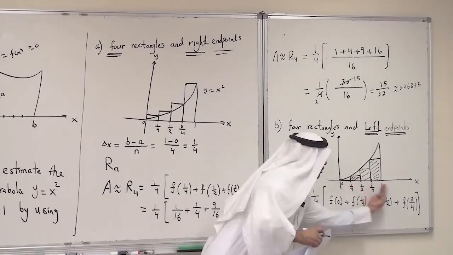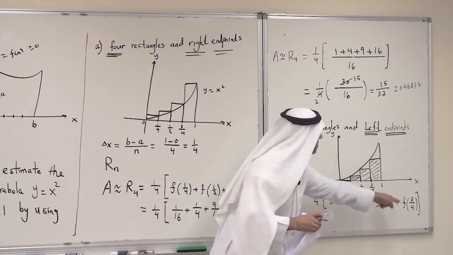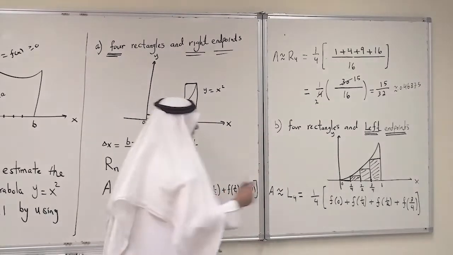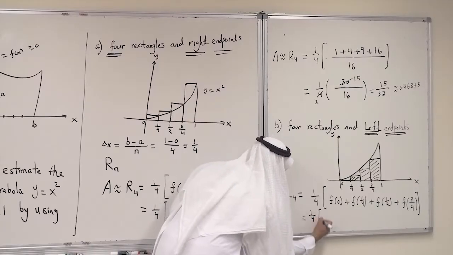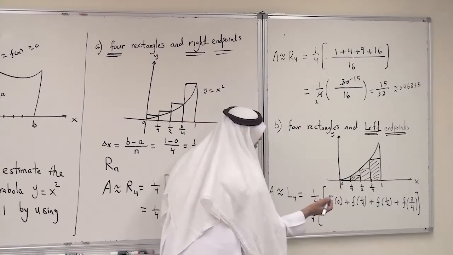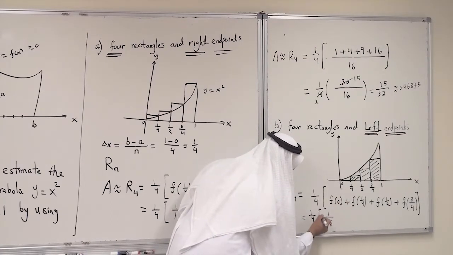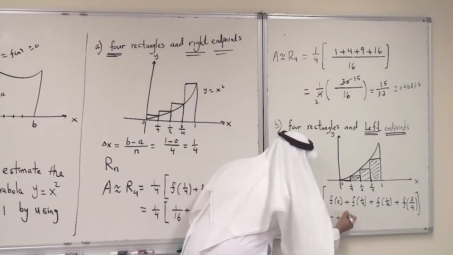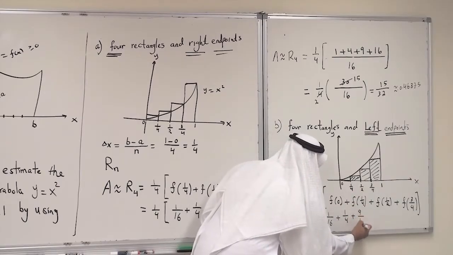The left point of this subinterval is 3/4, so I choose the altitude to be the image at that point. If we calculate this expression again, I have 1/4 times, okay, f of 0 is 0. f of 1/4 is 1/16. Of course, you can write here 0 plus this, plus the next one, 1/2 squared, that is 1/4, plus the next one is 9/16.